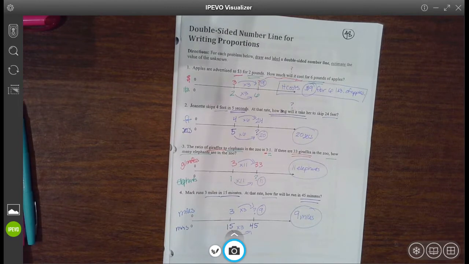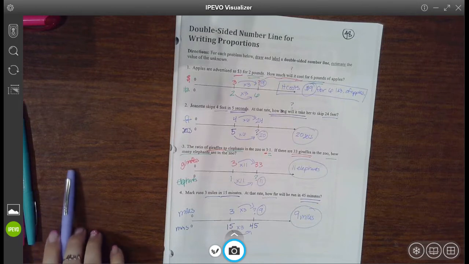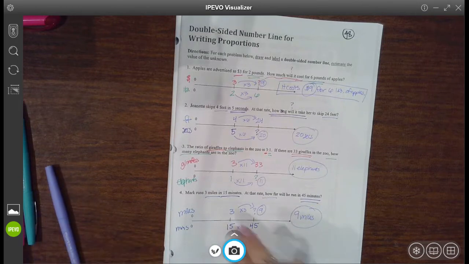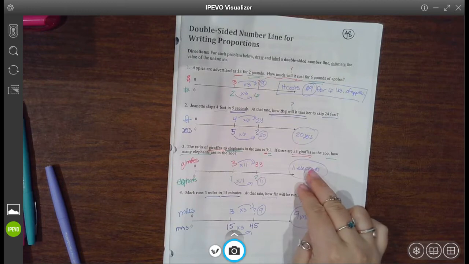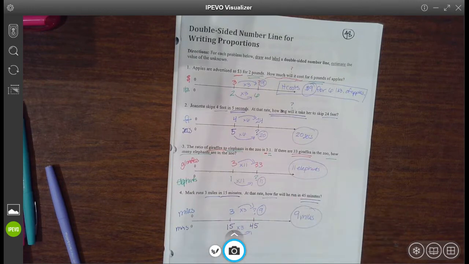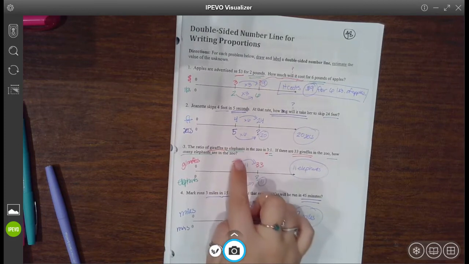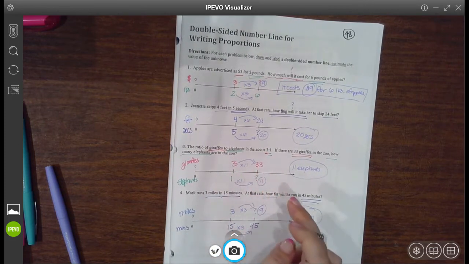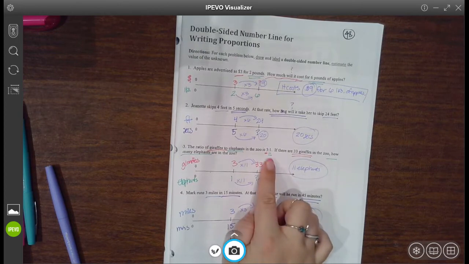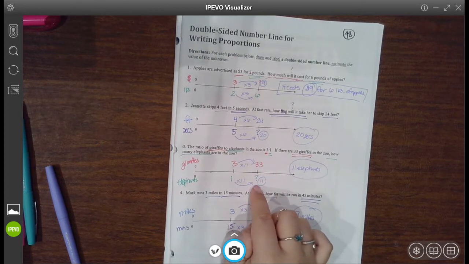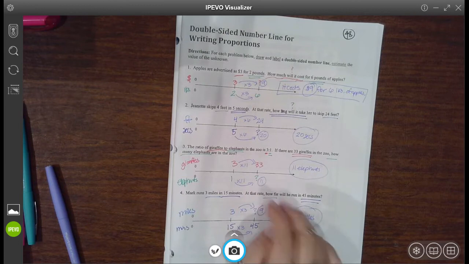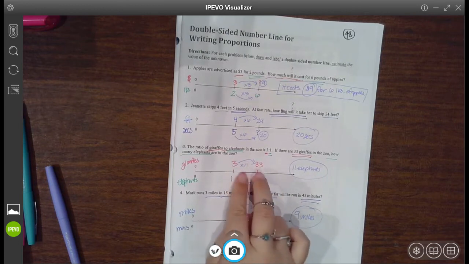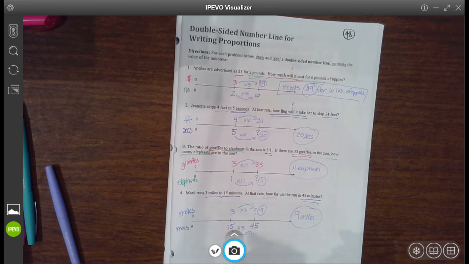Okay, and hopefully that helps you see how to use what's called a double number line in order to help you set up a proportion. And a proportion is, this is one ratio, of 3 to 1, set equal to another ratio of 33 giraffes for we don't know how many elephants. And when I set these two ratios equal to each other, that's what's called a proportion.